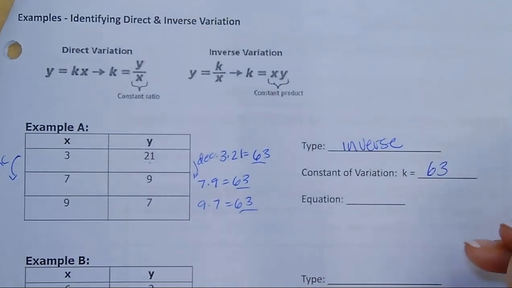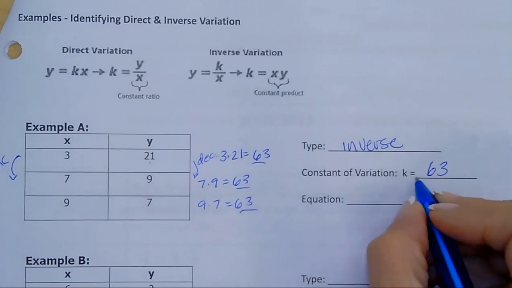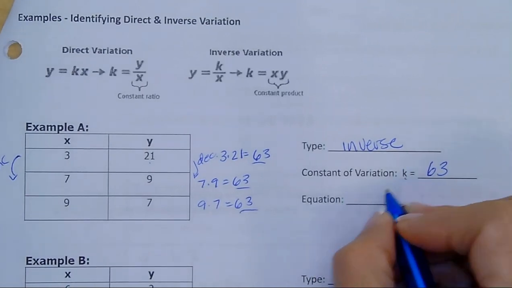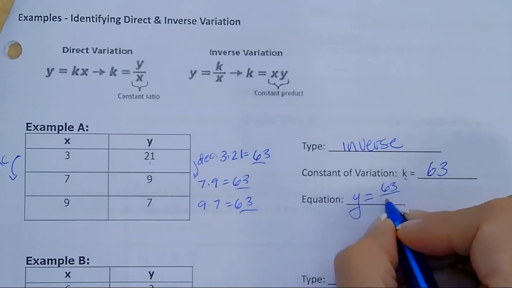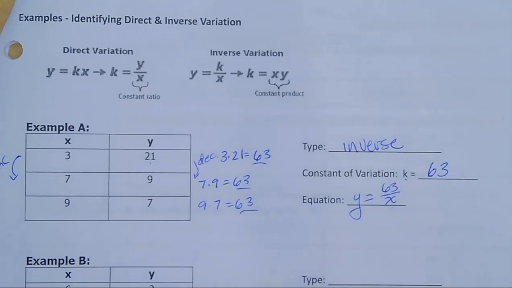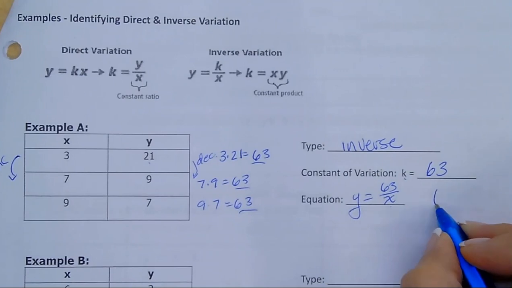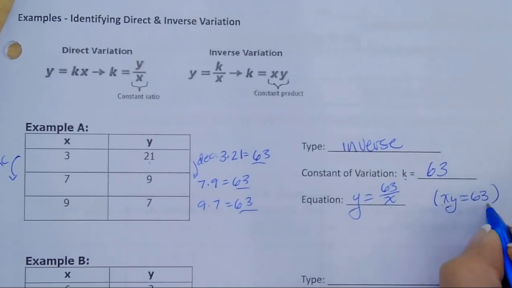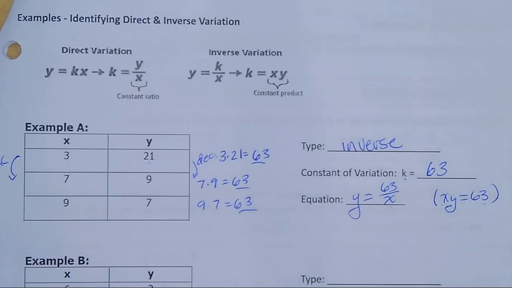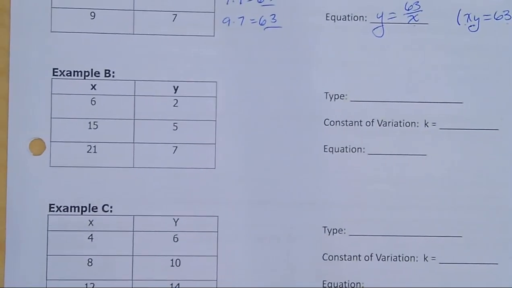So I know that I would write this equation. Remember, k is my constant, the thing that I am always doing. y equals 63 over x. That would be the equation I'm writing. And remember that we can get that from x times y equals 63, because we divide each side by x.